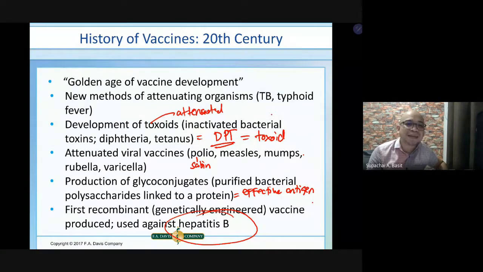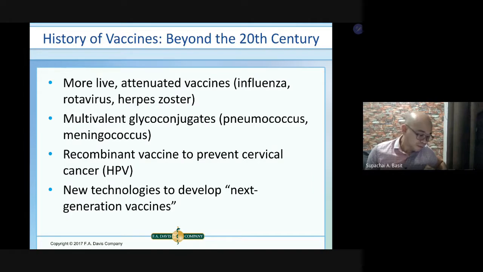Okay, so that is the 20th century. Now we are in the 21st century. More live attenuated vaccines were developed against influenza, rotavirus, and even herpes zoster. And multivalent glycoconjugates were produced, the pneumococcal vaccine and meningococcal vaccines. These are examples of glycoconjugates.